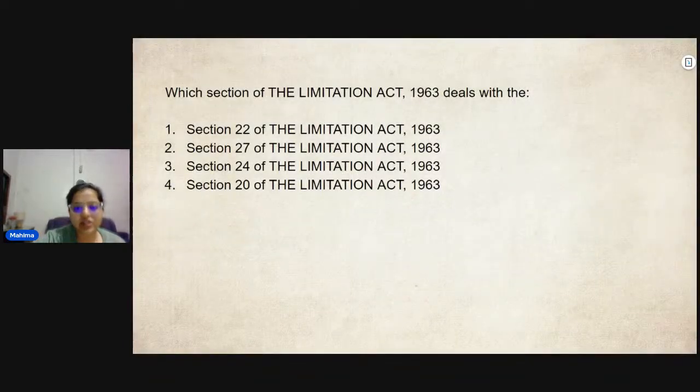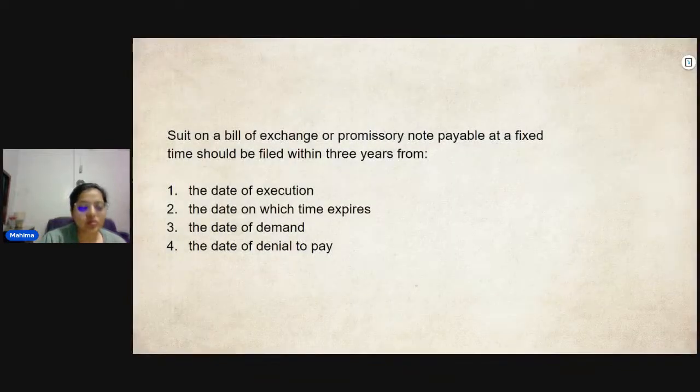Which section of the Limitation Act deals with the suit on a bill of exchange or promissory note payable at a fixed time should be filed within 3 years from the date of the execution, the date on which time expires, the date of demand, the date of denial to pay? A question from the schedule now. You need to learn the schedule.